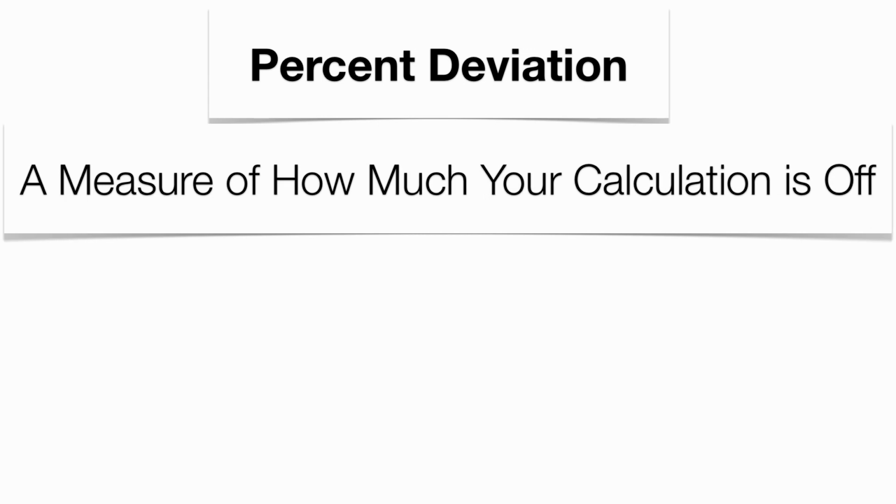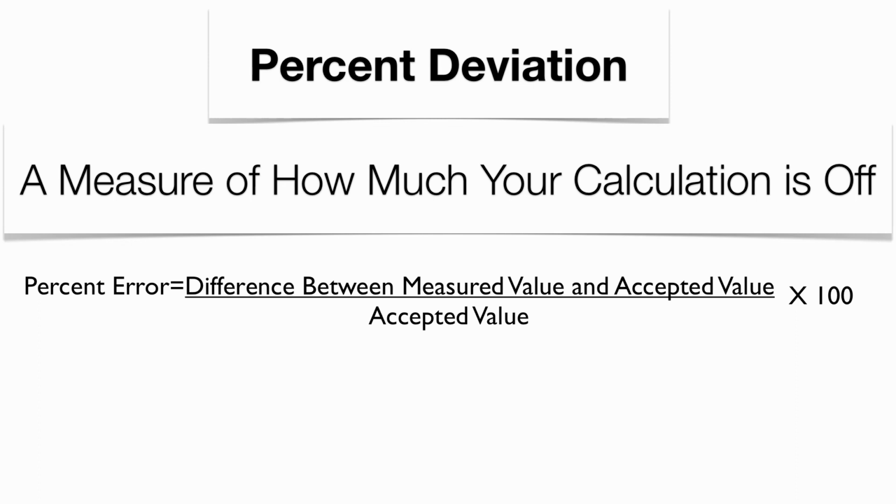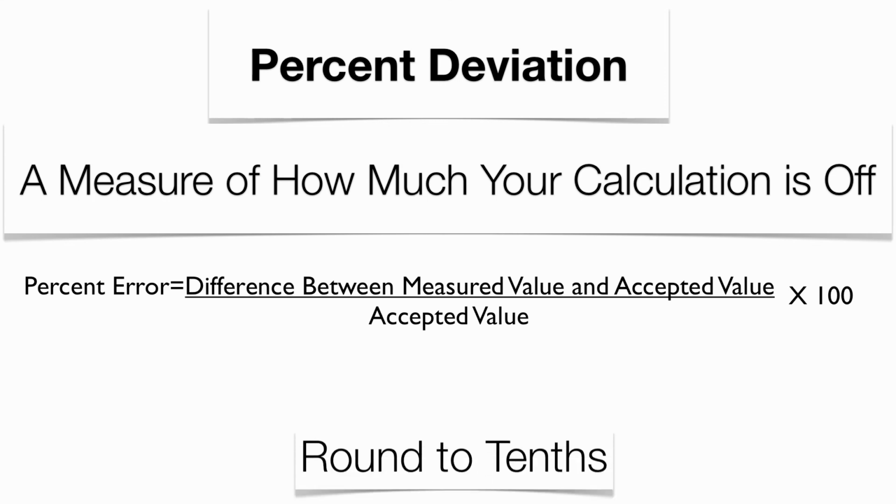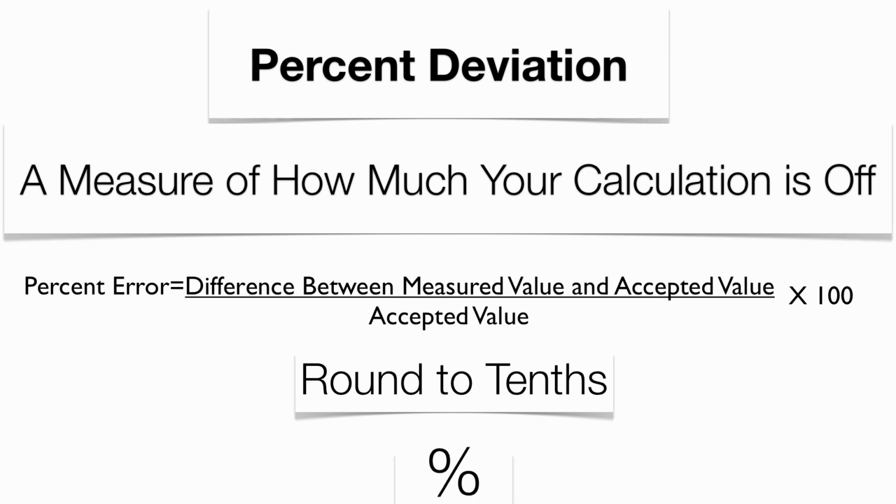Finally, percent deviation is a formula that was in the old reference table and still part of the curriculum, so it's important for us to touch base on this. Percent deviation is basically how much your measurement is off from what the actual value should be. So it's a measure of how much your calculation is going to be incorrect. So it's the difference between your measured value and accepted value. So you subtract the 2, divided by the accepted value. You take that whole expression and you multiply it by 100. You're going to round to the tenths, and your unit here is going to be a percentage.